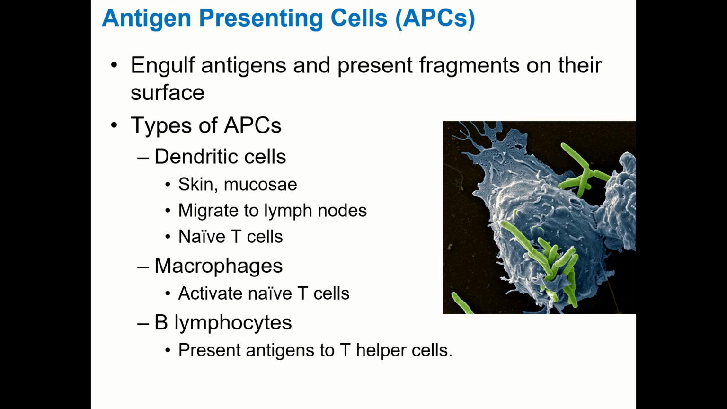So for example, there's a class of T cells called helper T cells. And so if this dendritic cell presents this piece of bacteria, and so in terms of the picture here, this is a macrophage.